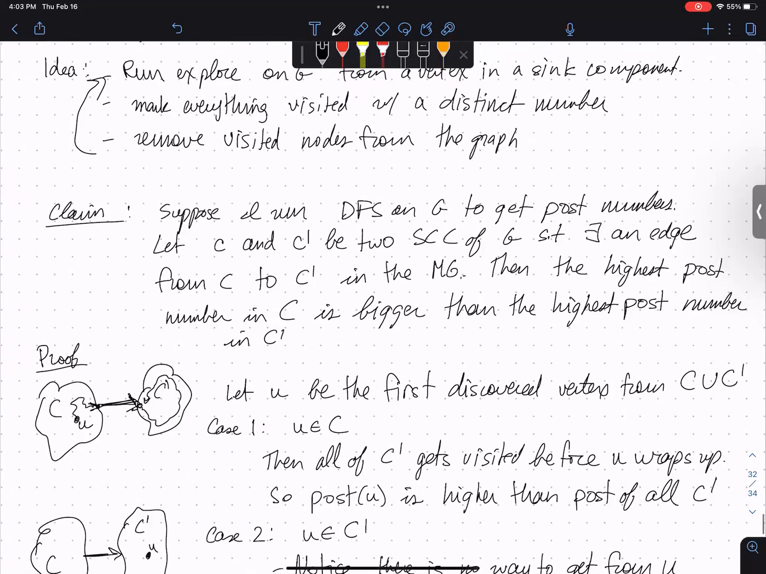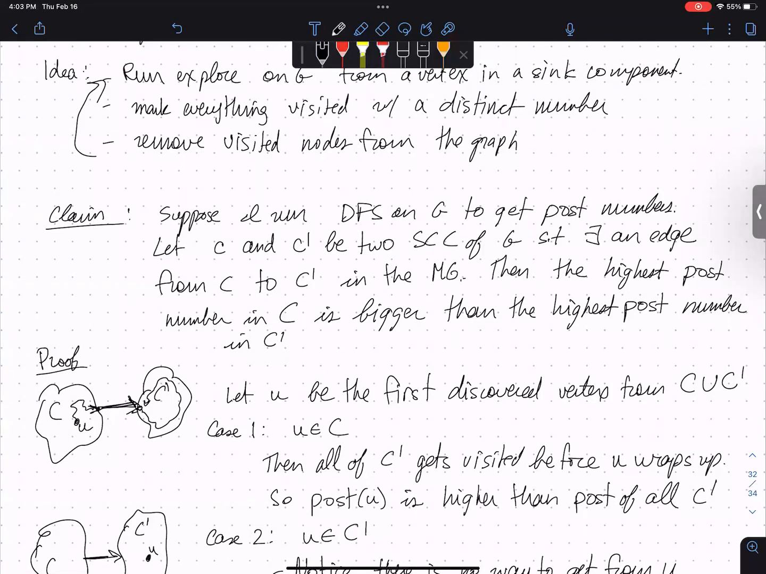And so again, just to recap the claim, if I have an edge from a component C to a component C prime in the metagraph, then the highest post number in C is higher than any post number in C prime. Any questions?